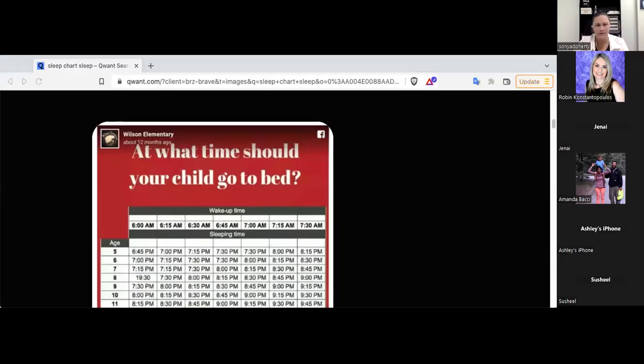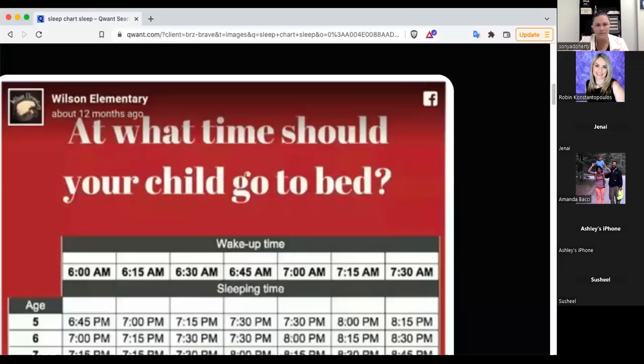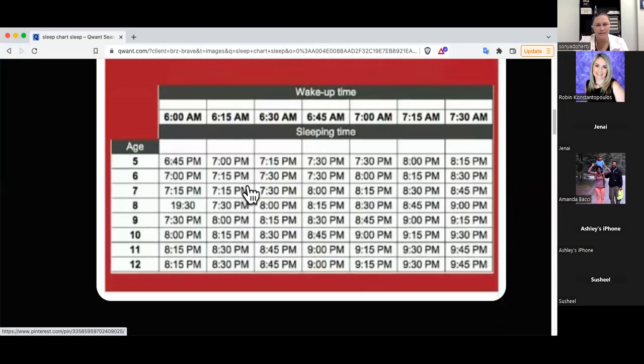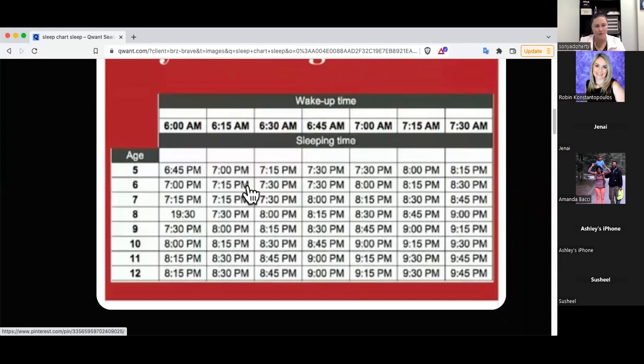So take a look at this sleep chart here. I know it's a little bit blurry, but this is the ideal for when kids should be going to sleep. If they're under 5 and they nap, they still would be like a 5-year-old. So you look at the time they wake up in the morning, and then you look at the time they should be going to sleep. How many of you have kids going to sleep within that age window?